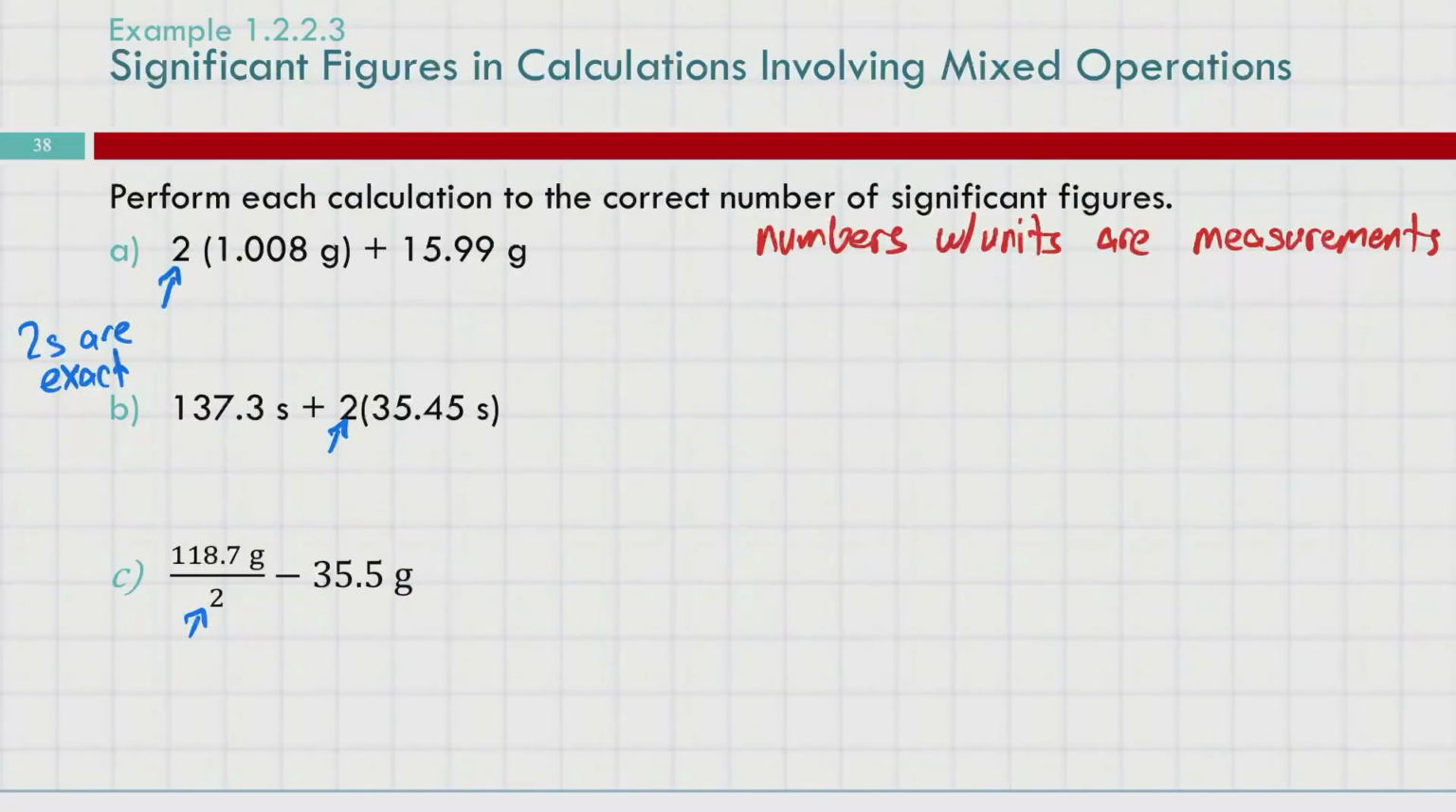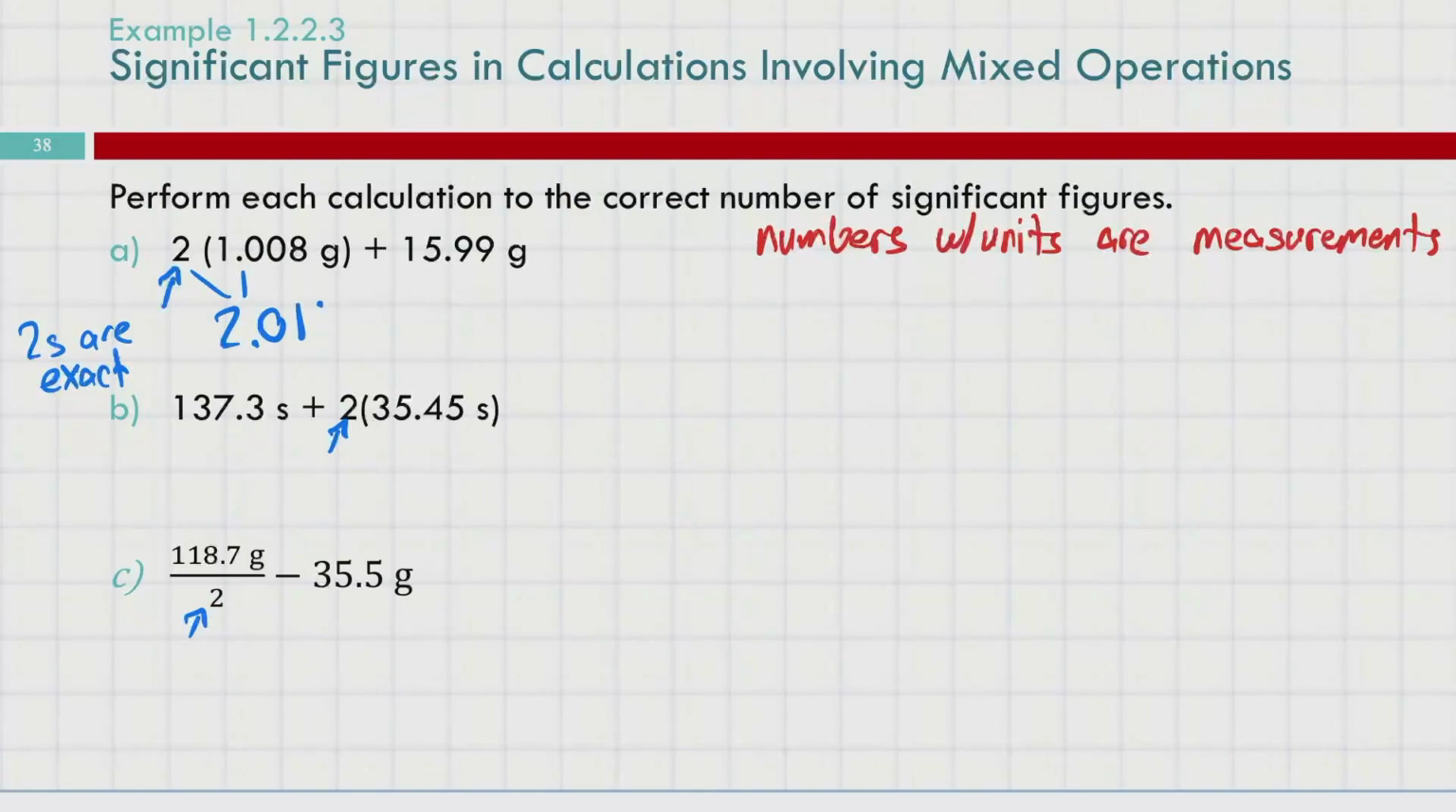All right, so our first example, letter A. We've got 1.008 grams in parentheses. It's in parentheses just to show you the 2 is multiplying by the 1.008. I could have also just written multiplied by. And we're also adding 15.99 grams. We don't have anything happening inside of the parentheses. It's just there to protect our number, our measurement. So we don't do parentheses, we skip exponents. We don't have exponents. Then we do multiplication division. So our first step, we're going to do multiplication.